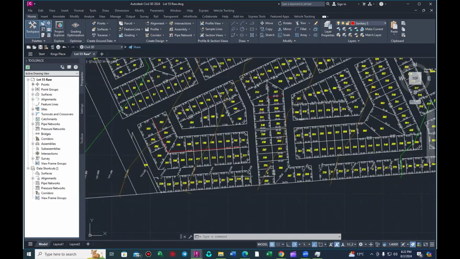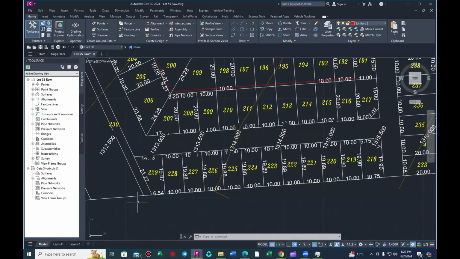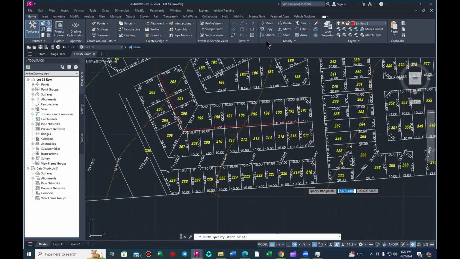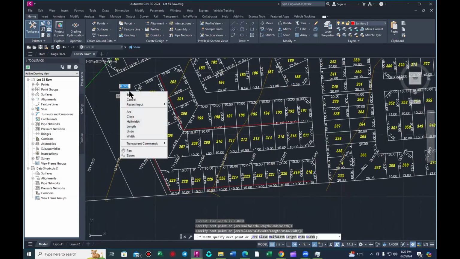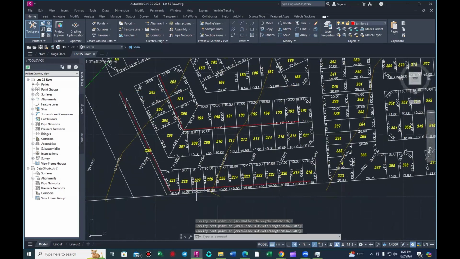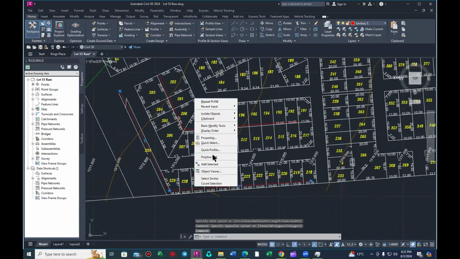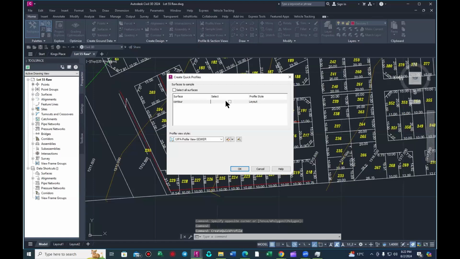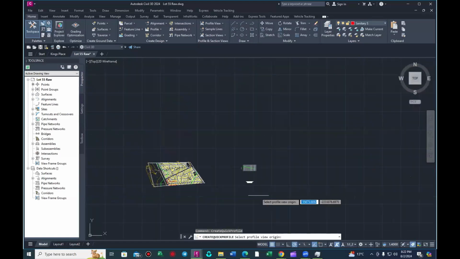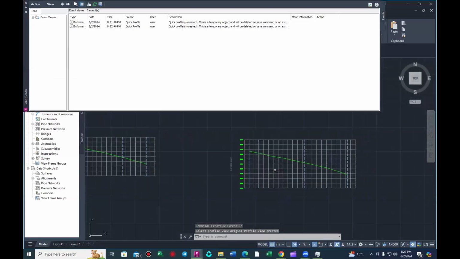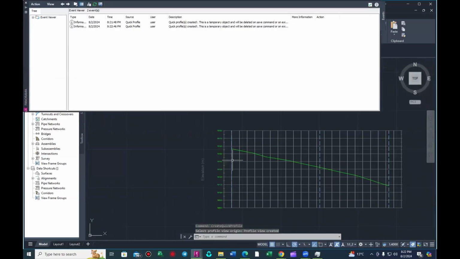Okay, fine. Let's try and do a quick profile for these ones as well. So I draw my line there, just to see what's happening. Then I click on it again, right click, then go to quick profile. Then you select the surface. That's the name of the surface; it's just named contour. Then you can click anywhere. Oh, great stuff. As you can see again, that's my quick profile.